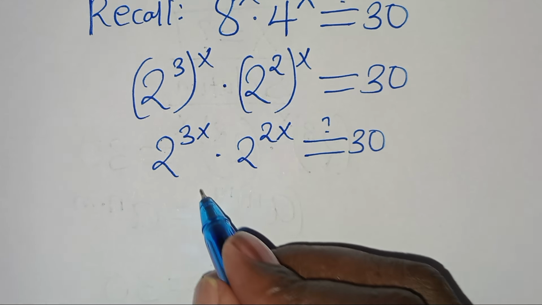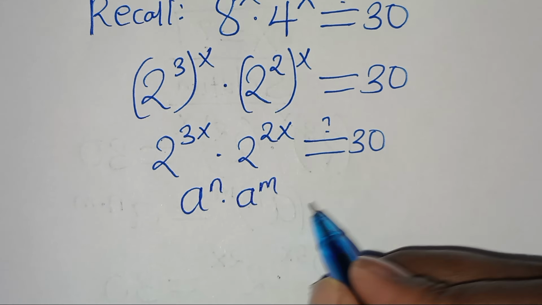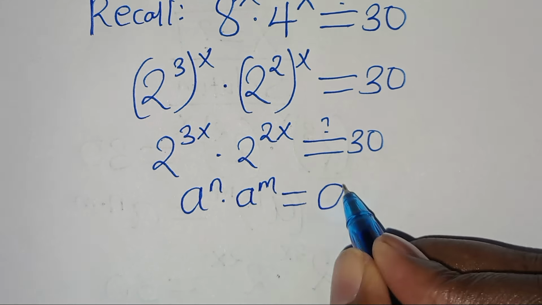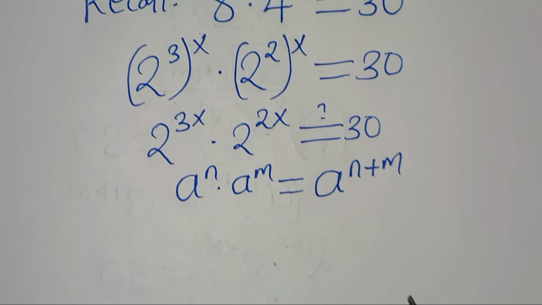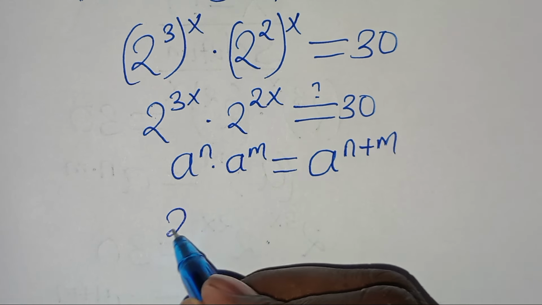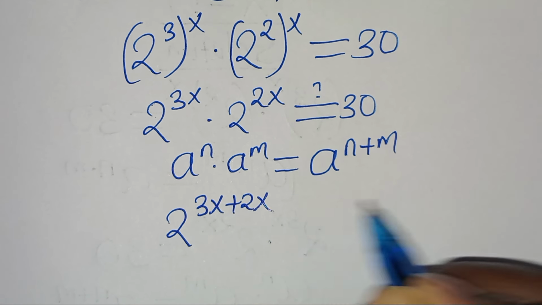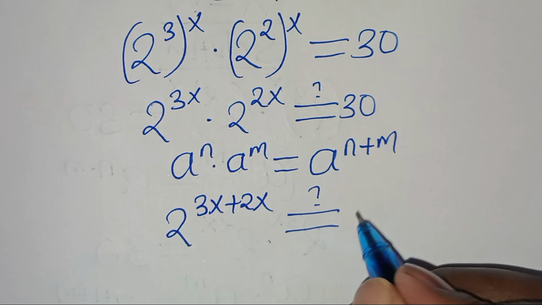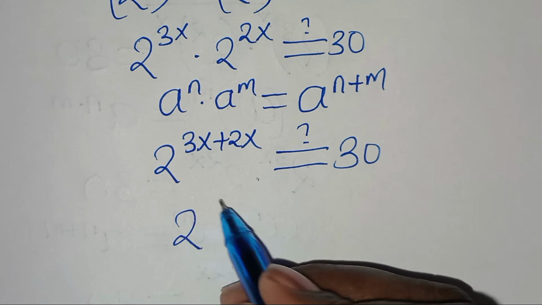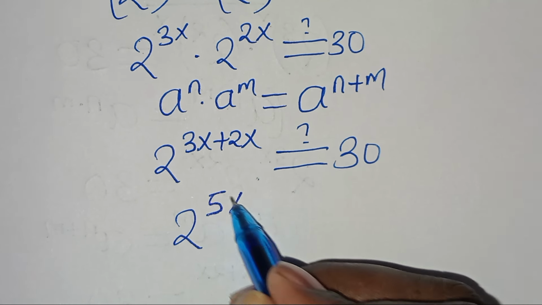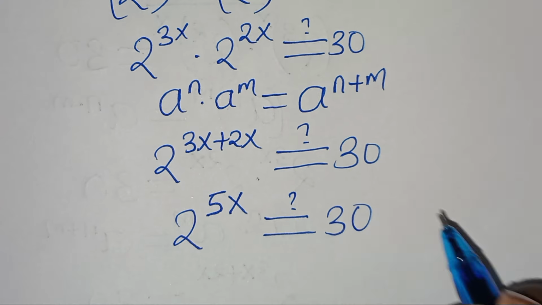Now, this is in the form of a to the power of n times a to the power of m, which you can express as a to the power of n plus m. So we have 2 to the power of 3x plus 2x. This is supposed to give us a value of 30. So this is 2 to the power of 5x. This should give us a value of 30.